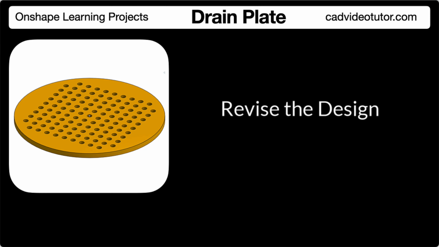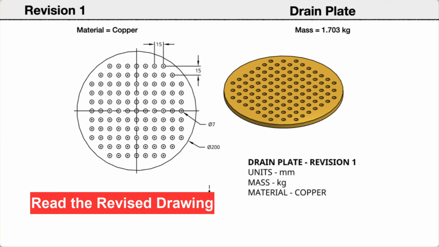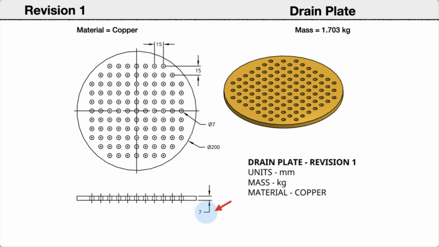In this segment, we'll make some changes to the design and check if our design intent has been applied correctly. We will start by reading the revision drawings to identify the features that will be changed. First, the thickness has changed to 7 millimeters. The diameter of the plate has been increased to 200 millimeters. The diameter of the holes has been increased to 7 millimeters. The distance between holes in the pattern has been increased to 15 millimeters. The total number of holes in the pattern has been reduced by removing additional holes at the corners of the pattern. The revised mass should now be 1.703 kilograms.